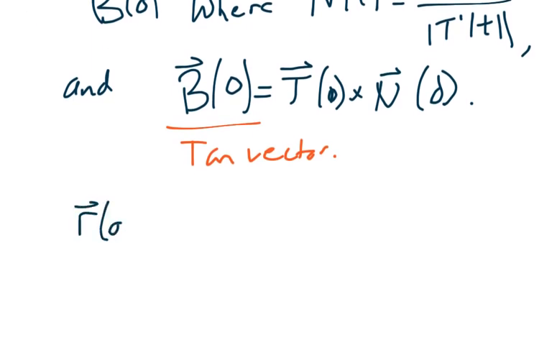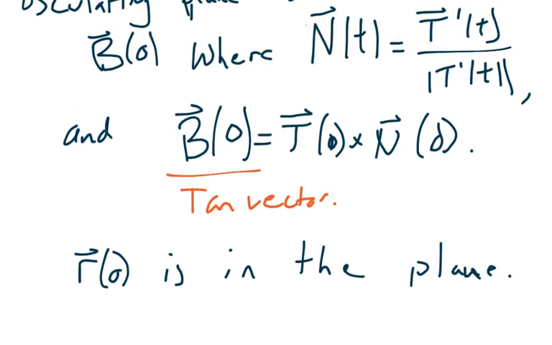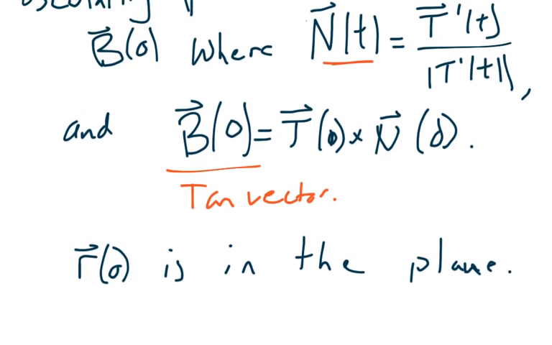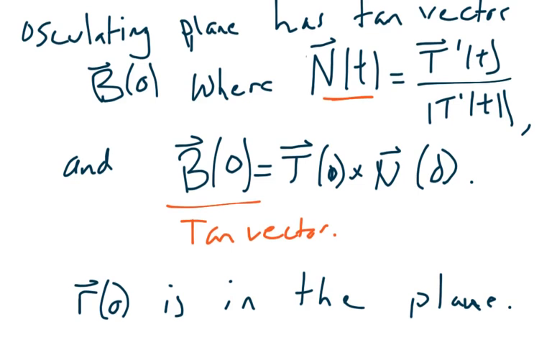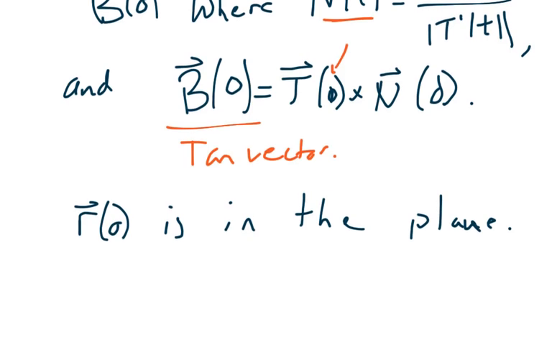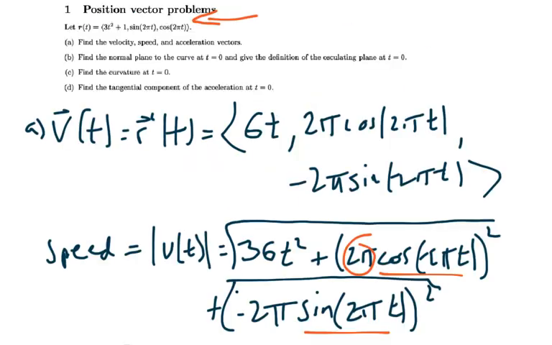And r of 0 is in the plane. Okay, so if you have to find the osculating plane, these are the steps you need to do. You need to first find N. From N, you can just find B at the point you need it. Just plug in t equals 0, and then find B of 0. Be sure to not plug in t equals 0 into T prime first, because if you did that, then this derivative would be 0. So watch out. If you get N of t equal to 0, you probably did it wrong.